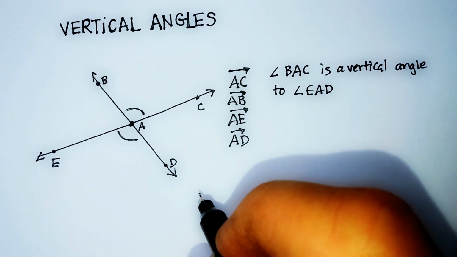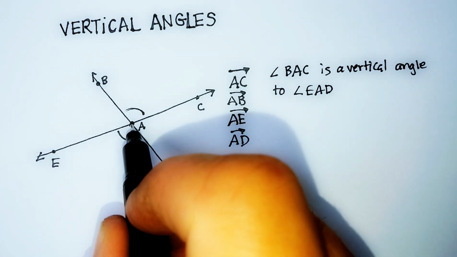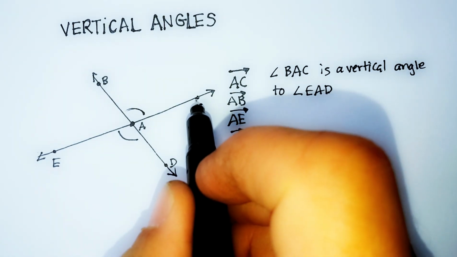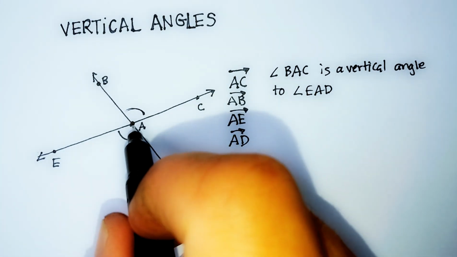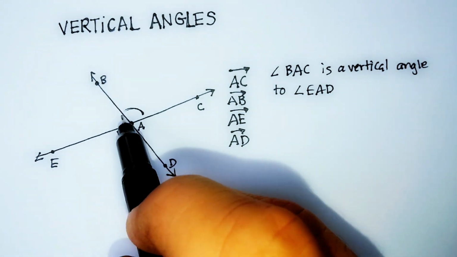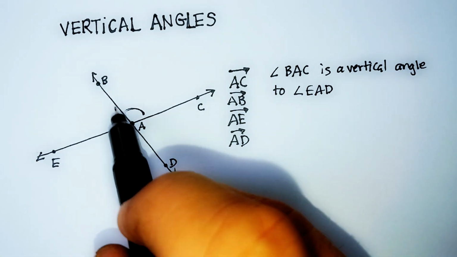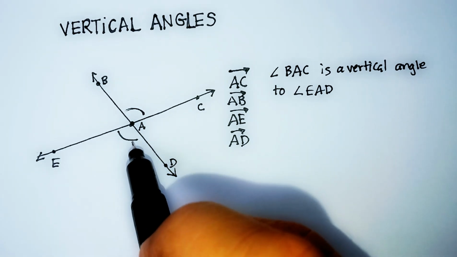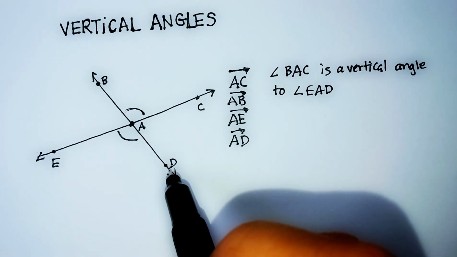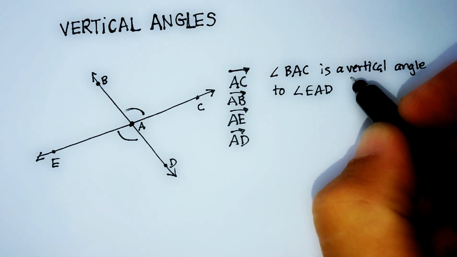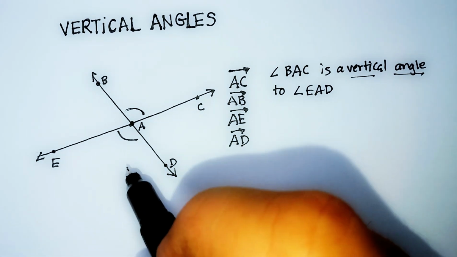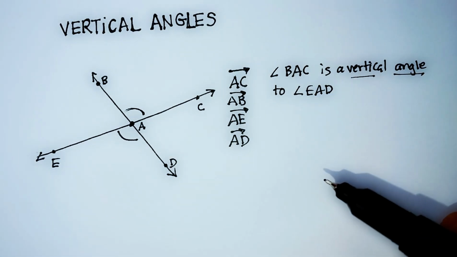And again, the reason why is because the ray AE is opposite of AC. One side of this angle has the opposite ray of the side of this angle. And the same thing with over here. The ray AB is the opposite ray, remember exactly opposite, 180 degrees, of AD. So vertical angles, right, have two pairs of opposite rays. And that's really what defines them.